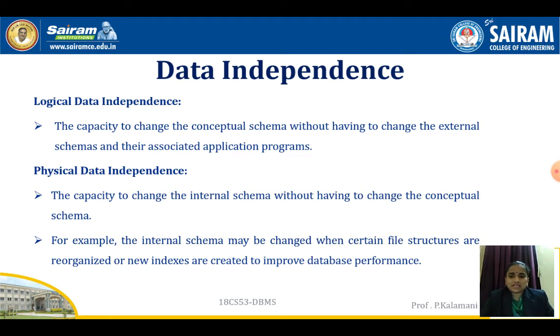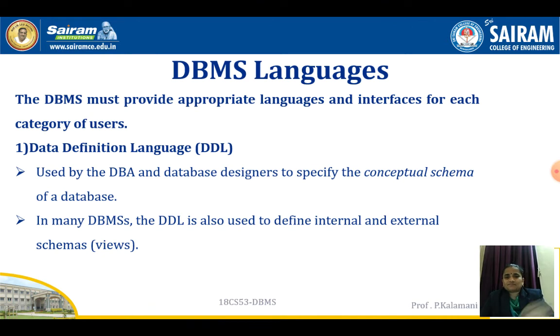Then next is physical data independence, which means the capacity to change the internal schema without affecting the conceptual schema. For example, the internal storage structure details can be changed, and it won't affect what entity types are used or what attributes are used. That is called physical data independence. We are changing the physical data, and it won't affect the conceptual data. Mainly it is used to improve the performance.